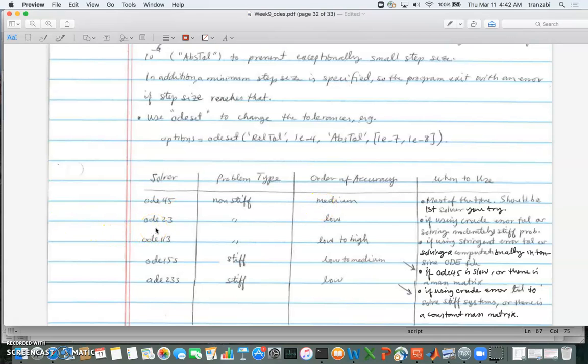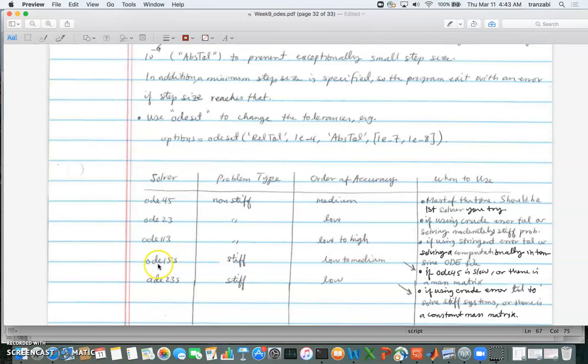We have other options. ODE23, which is based on RK2 and RK3. This is also for non-stiff problems. And the accuracy is low, because the order of accuracy, you see, is less than 4 and 5. We have ODE113. This is again for non-stiff problems, and the accuracy can change from low to high.